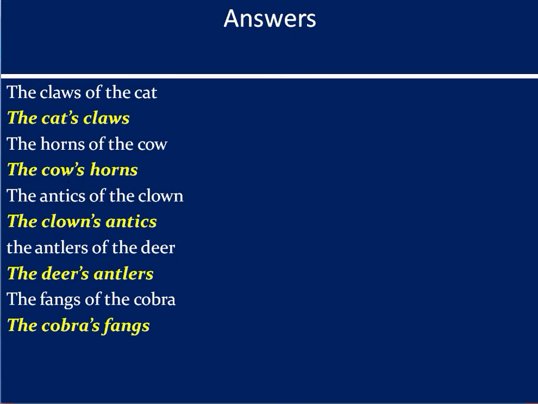I told you what antics is. Antics is a funny behavior or amusing acts done by a clown. The antlers of the deer will be the deer's antlers, and the fangs of the cobra will be the cobra's fangs. So here all the nouns are singular, and we have added apostrophe s with all those nouns to show possession.